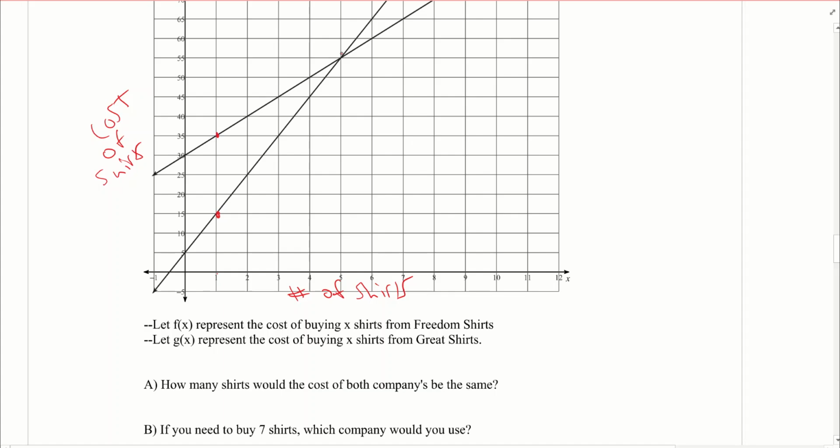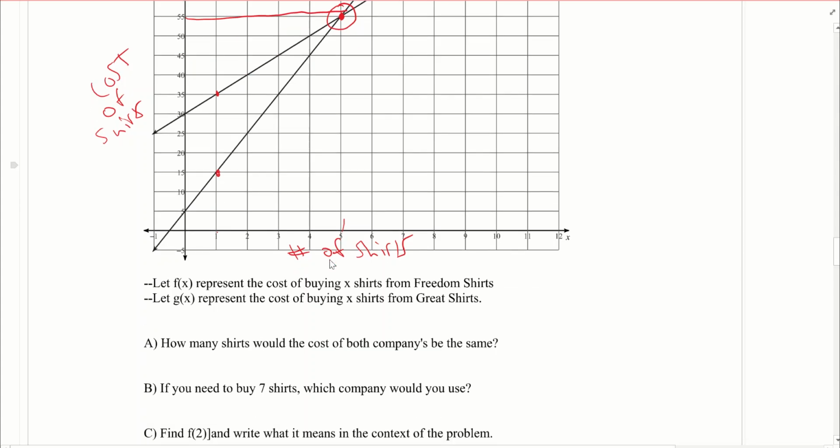And that occurs right here at that point of intersection, right? At that point, they both cost $55. Well, how many shirts is that? Well, it's when 5 shirts are sold, right? So 5 shirts cost the same at both companies, okay?